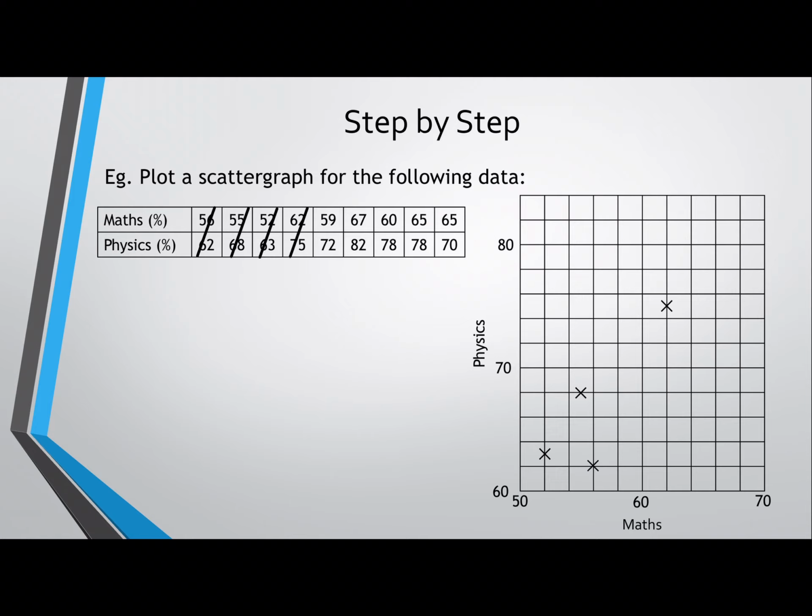59, just half a box short of 60, and then up to 72. That one could go up a wee bit, but it's actually alright there. 67, so 60, go 3 boxes up to get 66, then another half, and up to 82. 60 and up to 78, that one's there. 65 up to 78, that one's there, and then 65 up to 70, that one there. So we just go through and individually plot our points as we go, going along to one number, up to the other one, and then marking a cross where the two meet. So that's how we draw our scatter graphs.